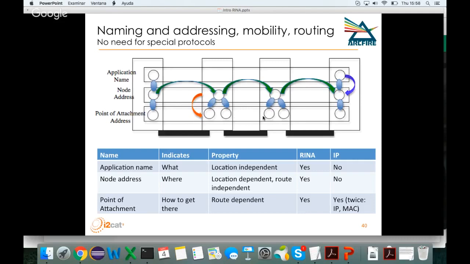With this decoupling, you can easily support multi-homing and mobility. And this is the problem with the internet. You don't have application names, all you have is an IP address. We don't have node addresses because the IP address is not assigned to the node but to an interface. And MAC addresses are unnecessary because IP addresses are assigned to interfaces as well. So there's a duplication here, and we are missing components here. And all this is fixed in RINA.